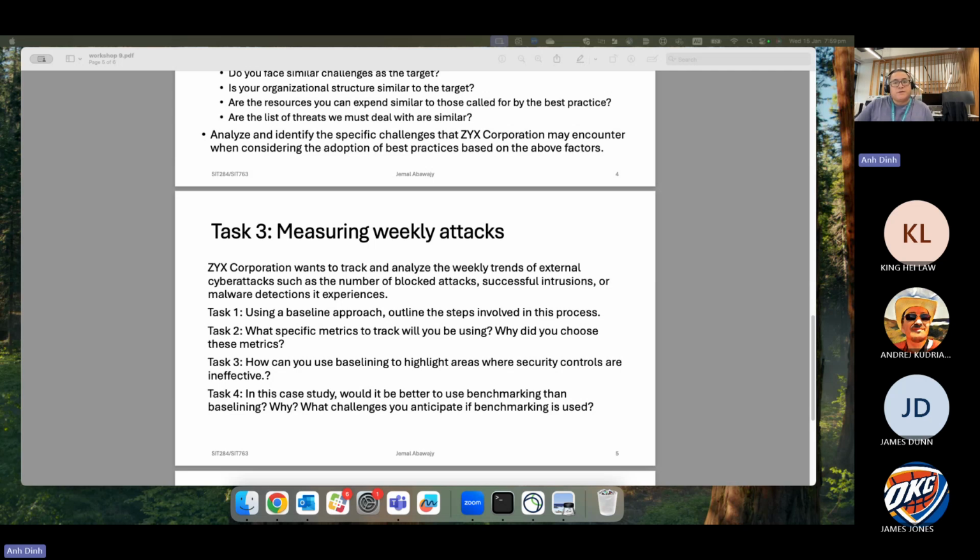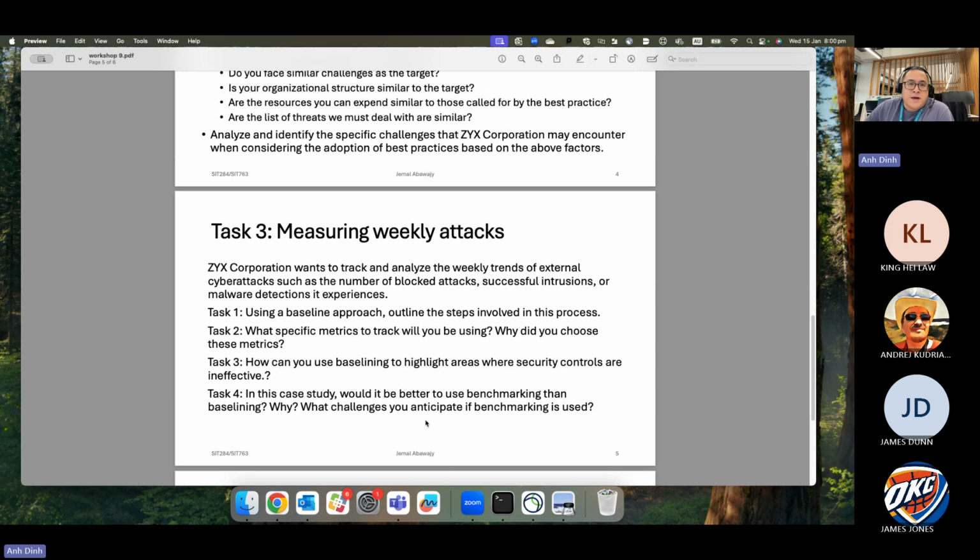Okay, welcome back, everyone. Let's get the discussion started. I hope you have a good thinking about this task three, so we can start with task three first, about measuring a weekly attacks. So the first question is, would you rather use baselining or benchmarking, and why?